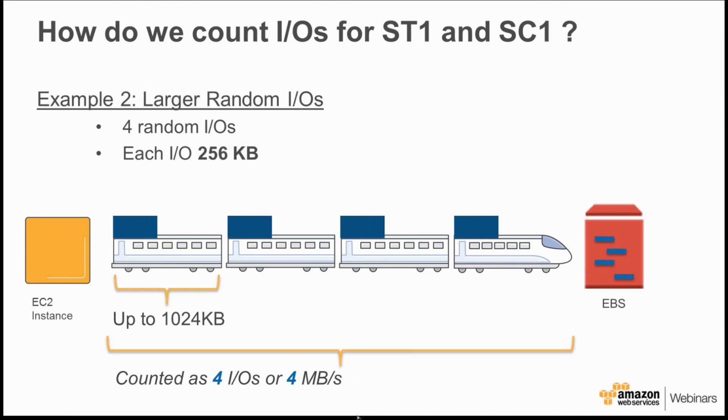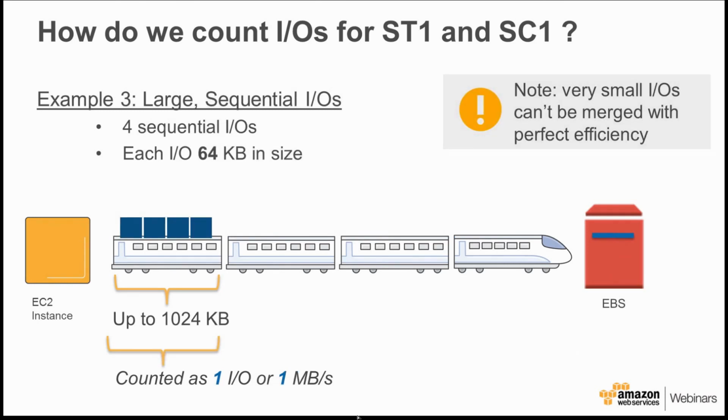In the next example, we increase the size of each IO. It's getting more efficient. We're sending larger random IOs. Each random IO is 256 kilobytes in size. Again, each IO can fit in a single boxcar going to your volume. And we count those again as 4 IOs or 4 megabytes per second.